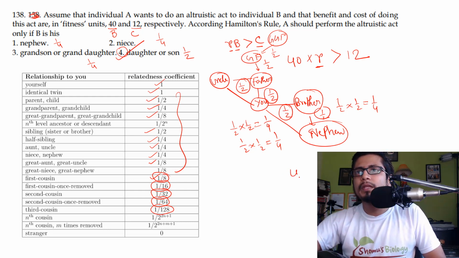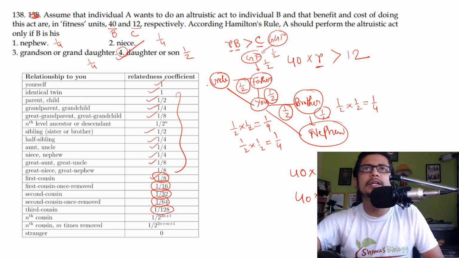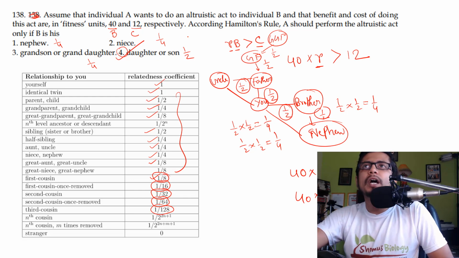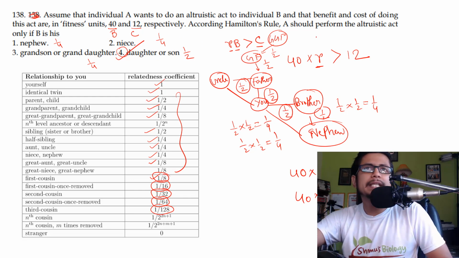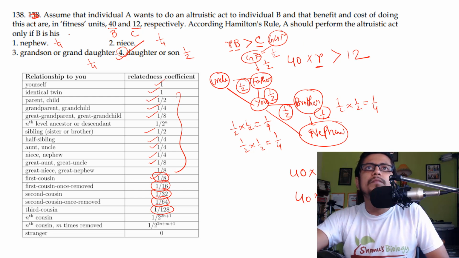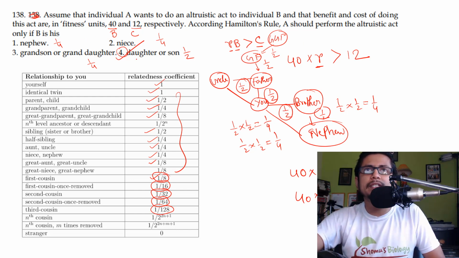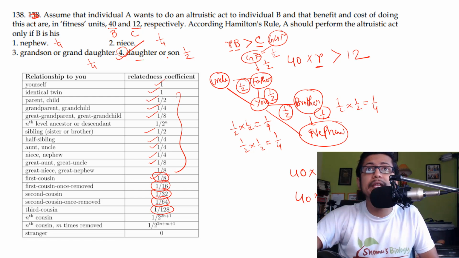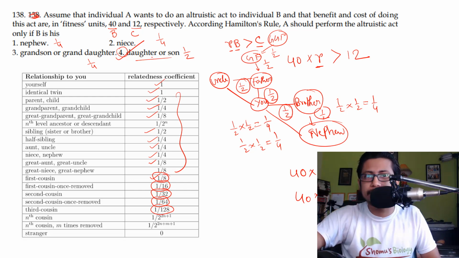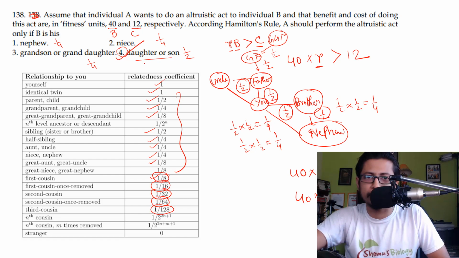But now if we calculate, if the R value is half, it becomes 20, and 20 is greater than 12. So it's fine, right? But if the R value is 1 by 4, then it is 10, and 10 is less than 12, so it will not work, right? So the only way you will perform this altruistic act is if the receiver is your daughter or son, otherwise there is no chance. If they give you the receiver as your brother or sister, that also works, but that's not present in the options. Okay, so that's how you solve it.